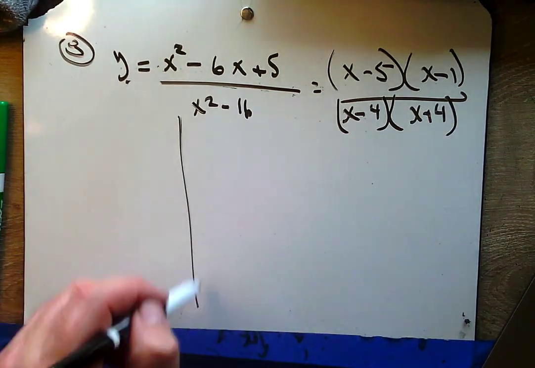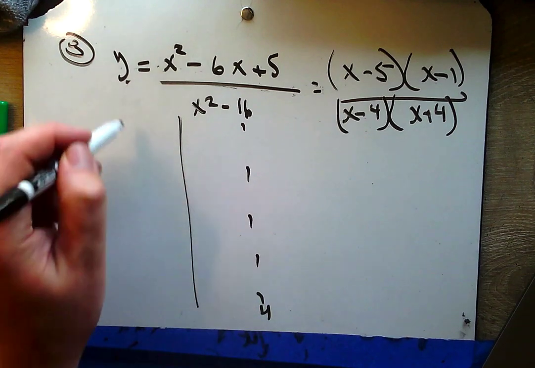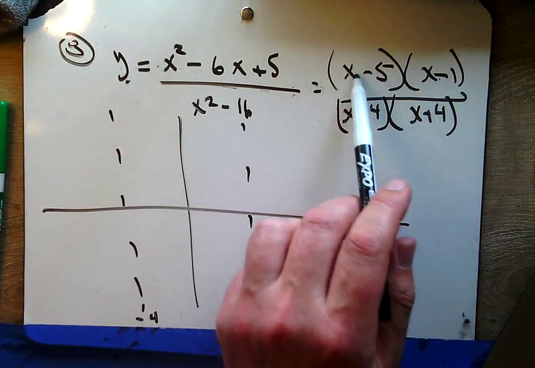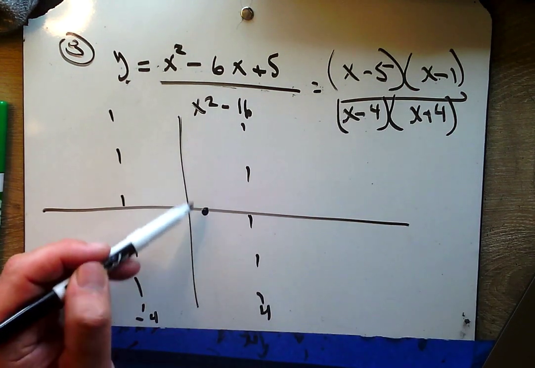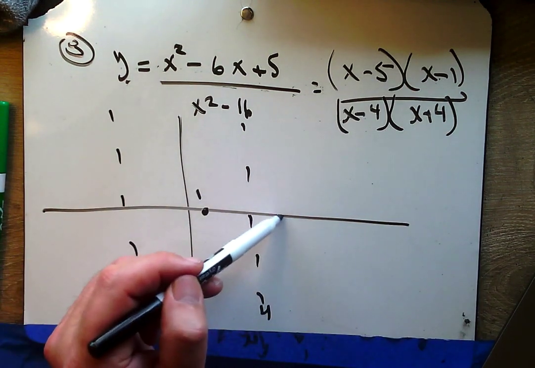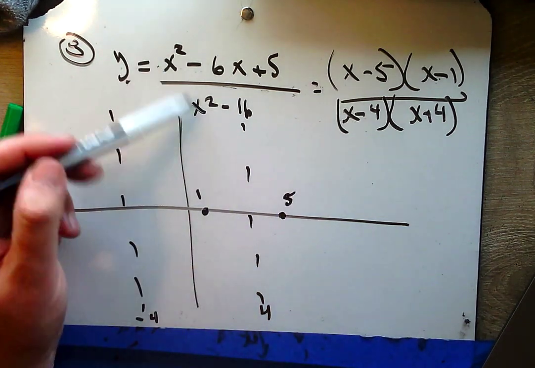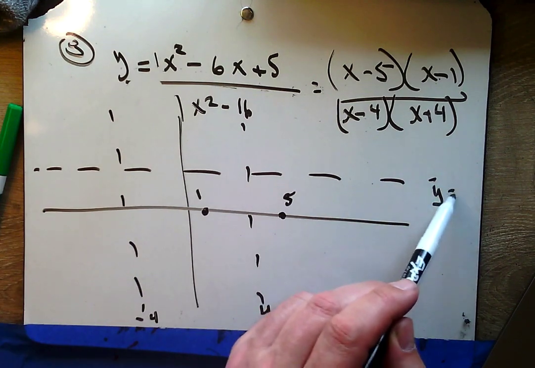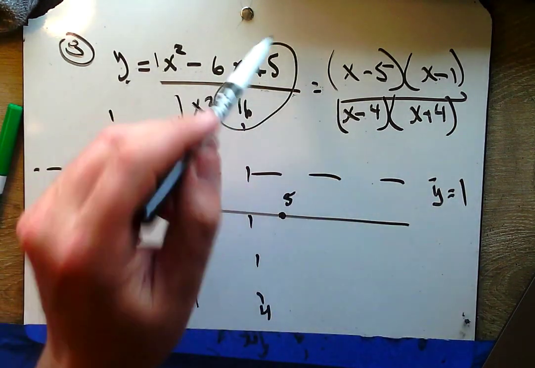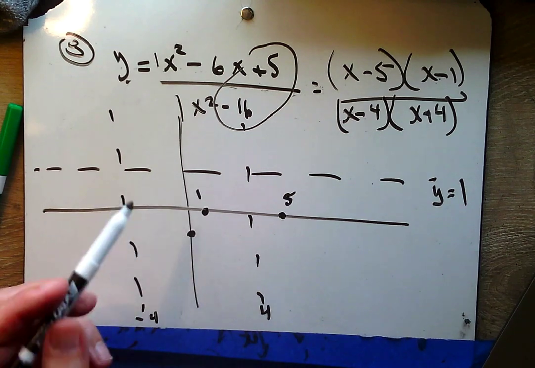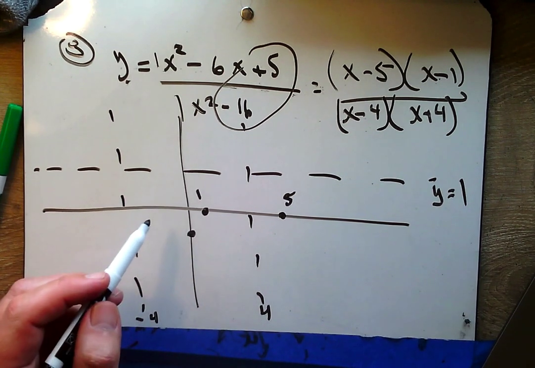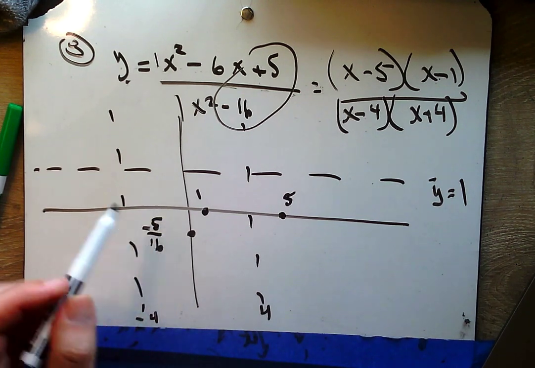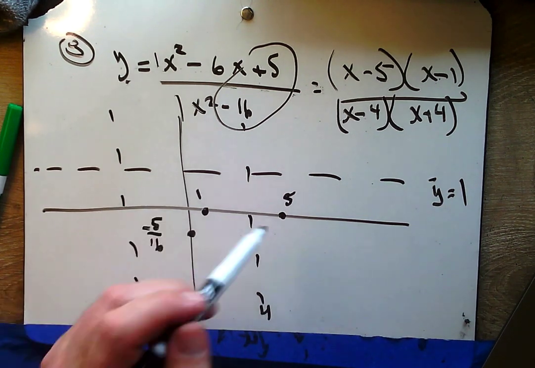So we've got 2 vertical asymptotes. One over here at 4, one over here at -4. We also see 2 x-intercepts. One here at 1, and one here at 5. The degrees are the same, so I look at the ratio of leading coefficients. And here's my y-intercept. -5 over 16.